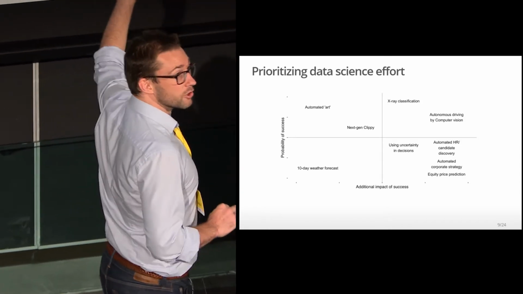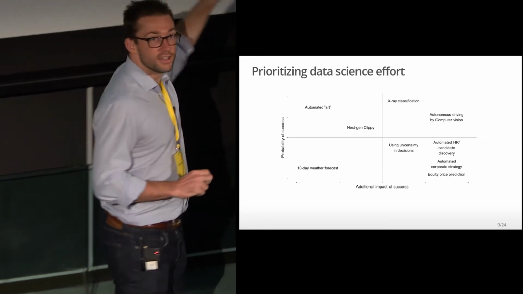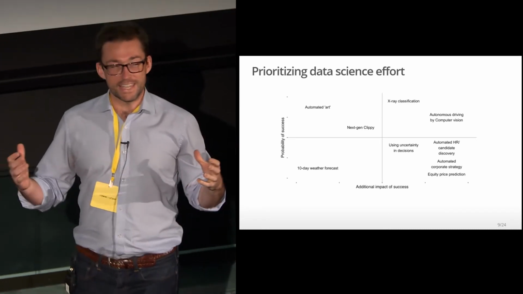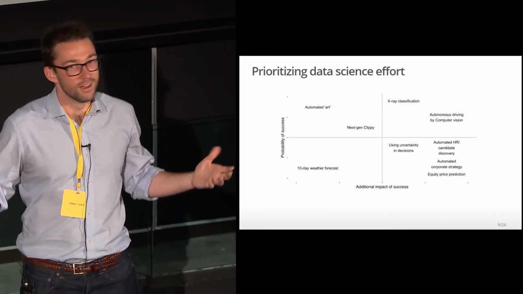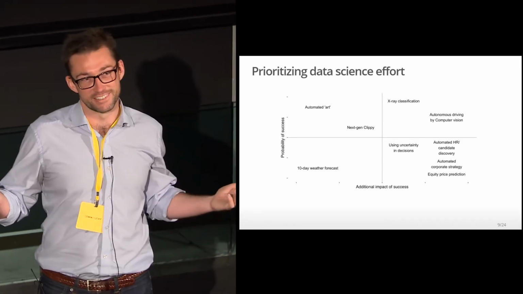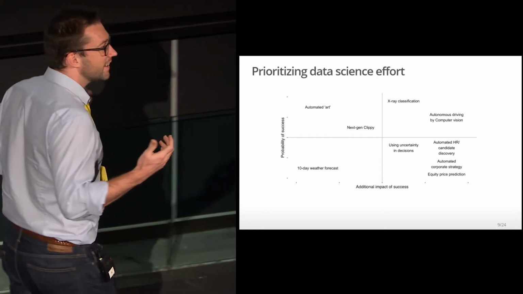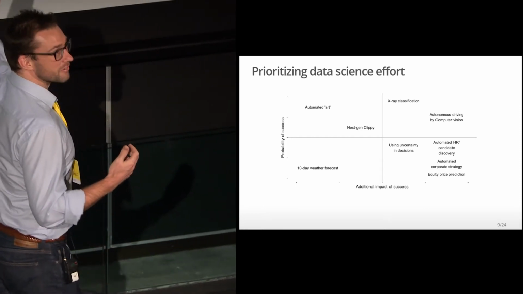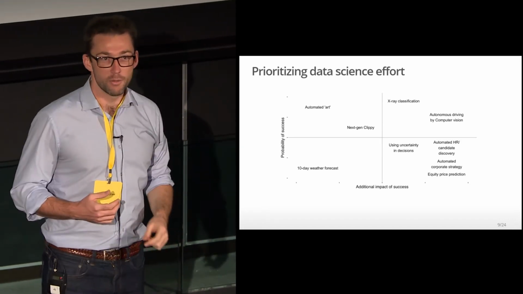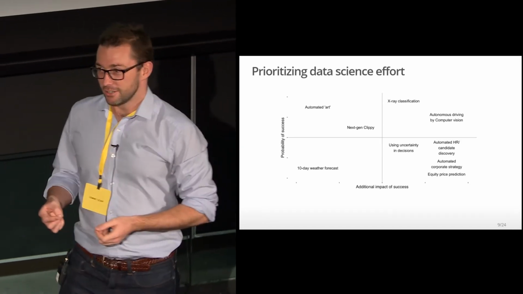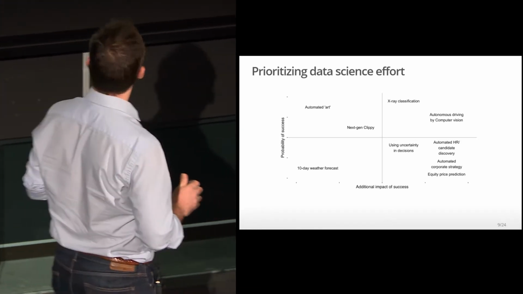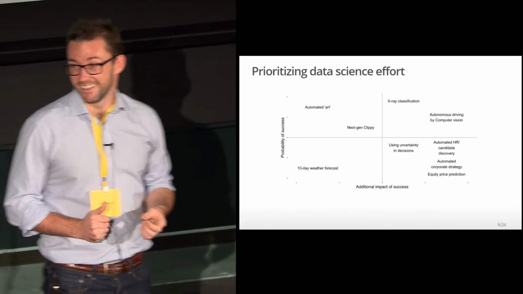Down in the bottom left-hand corner, we've got 10-day weather forecasts. It's basically impossible. It's a chaotic system. Don't bother. Even if you could do it well, it's 10 days. We've already got pretty good 2-3 day forecasts. Who's making decisions based on 10-day weather forecasts? It doesn't matter. Don't do this. Up there, automated art. We're pretty good at this. We can get various neural nets to produce paintings or whatever. It's completely useless. Why bother?